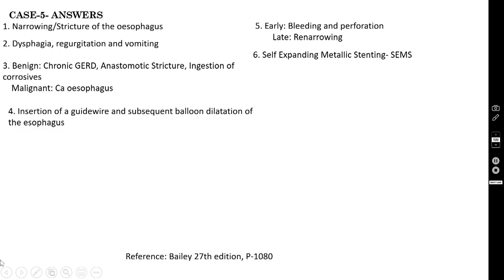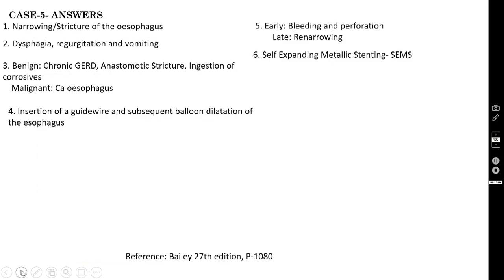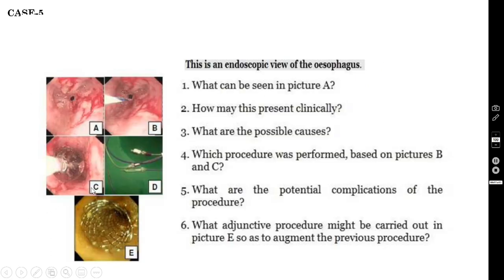So what is done here in this picture? What have they done in picture B and picture C, and what is picture D? Insertion of a guide wire and subsequent balloon dilatation of the esophagus is done in these pictures. So what are the complications? Early complications could be bleeding or perforation. Late complication, again, may be re-narrowing. So a self-expanding metallic stent was introduced in this picture. Here, after balloon dilatation, they have introduced a SEMS, self-expanding metallic stent.